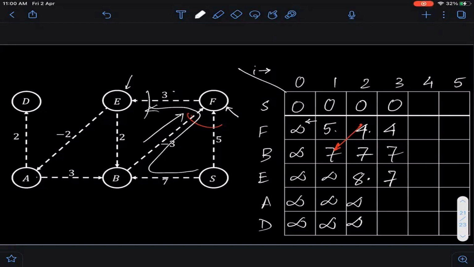Yeah, 7 minus 3 plus 3, which is a 7. Okay. Is A going to have something now? A का कुछ हो सकता है? It's going to be 6. Okay. Why is it going to be 6?